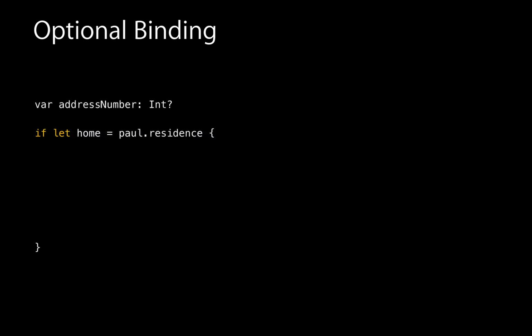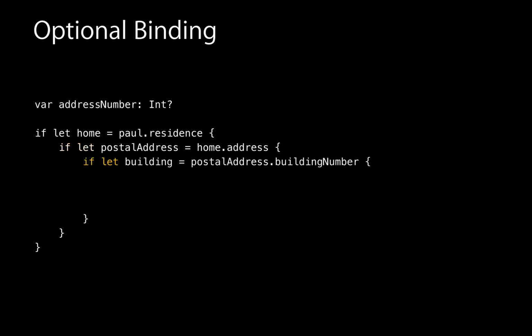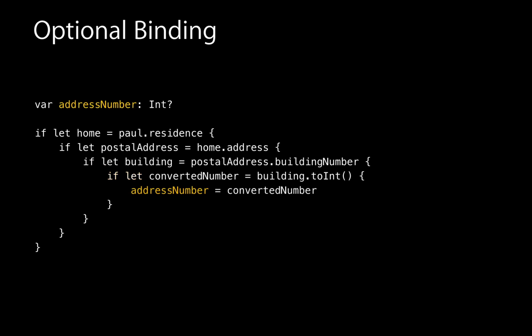Now, let's say that we wanted to get at the address number as an integer, not as a string. Well, we could use if-let binding to drill down through all of these properties and subproperties of the classes that we've defined. So first we can test to see if Paul has a residence. If so, unwrap it, assign it to home. We can do the same with the address. And finally, we can drill down and use the toInt method to convert that string into a number and assign it to the address variable. But this is really cumbersome, as you can tell.